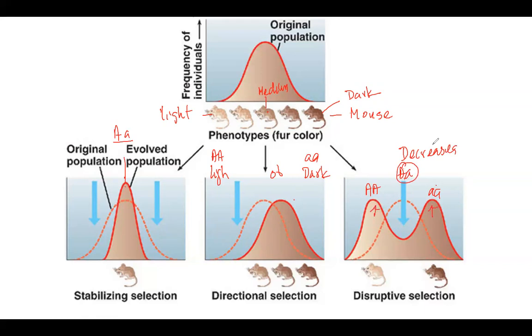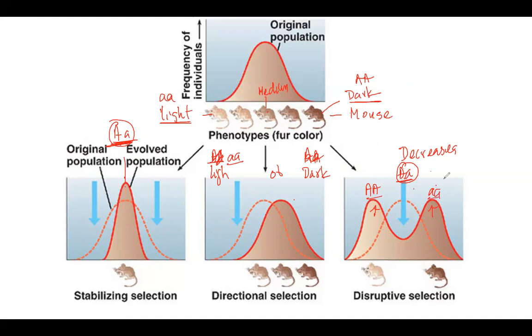The details we don't have to learn. But remember, natural selection can result in heterozygous individuals increasing in number over the homozygous dominant, light and dark. Whatever be the dominant, maybe the dark is dominant and light is recessive. If it's stabilizing, which one increases? Heterozygous. If it's directional, one of the two bigger will increase, or the two smaller, one of them. But if it's disruptive, the heterozygous will decrease and the other two will increase.